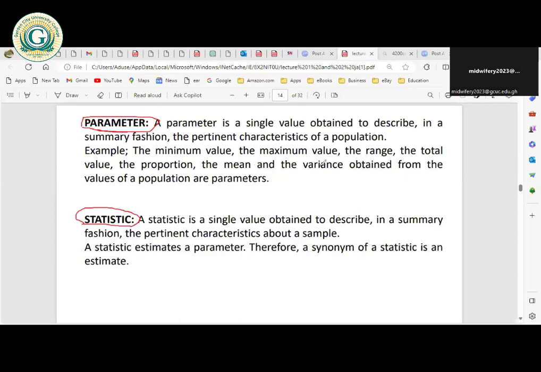For example, if I compute the mean from the population. I want to know the average age of Garden City University students. So the population will be all Garden City University students. I take everybody's age and compute the mean. This mean is referred to as parameter, because I computed it from the whole population.